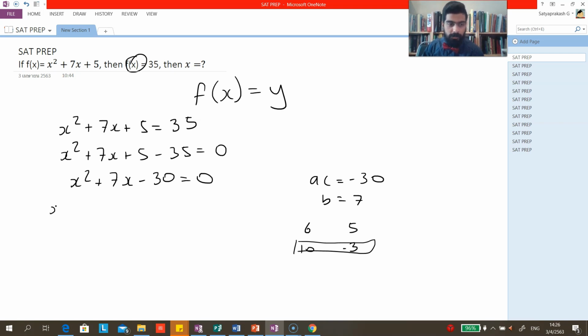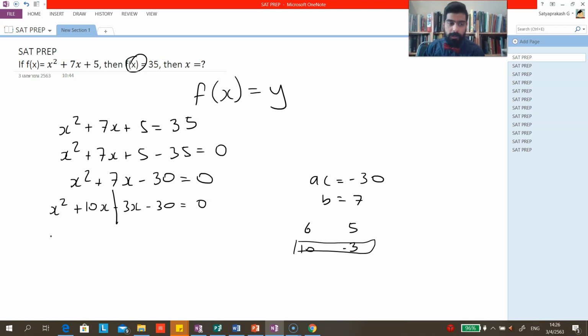So I'm going to write it as x squared plus 10x minus 3x minus 30 is equal to 0. Now if you take a look at this, 10x minus 3x would still give us a positive 7x. Alright guys, now I am going to factorize this. So I'm going to factorize in pairs.